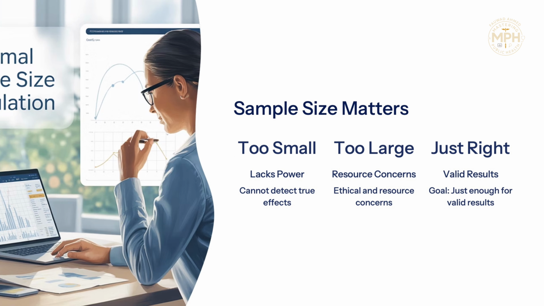Sixth, why sample size matters. Sample size is critical. A study with too few participants may not detect real differences. This is called being underpowered. But enrolling too many can waste resources or raise ethical concerns. The goal is to enroll just enough to get meaningful, valid results.